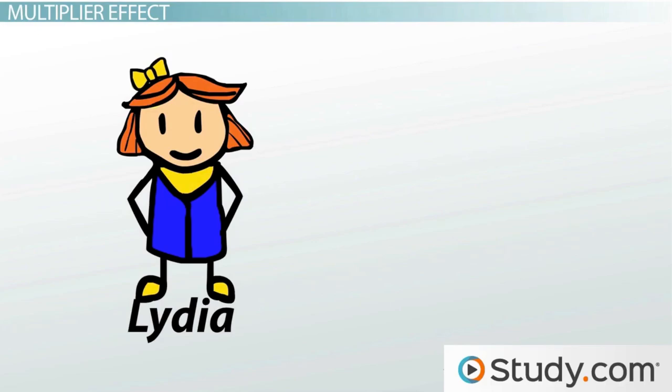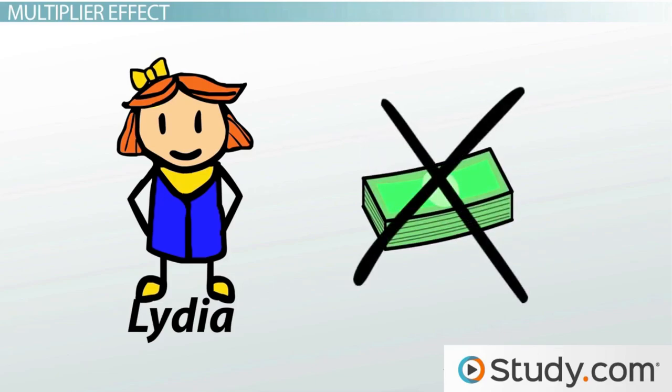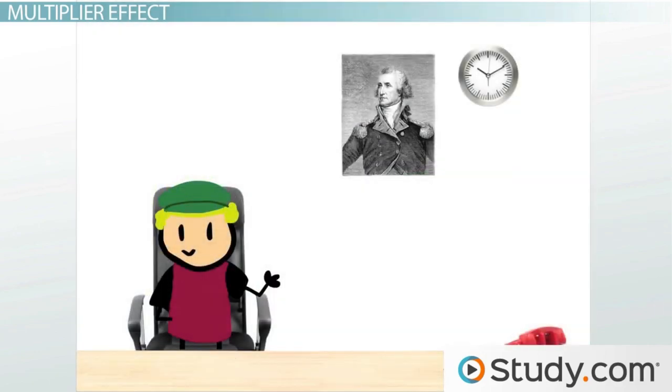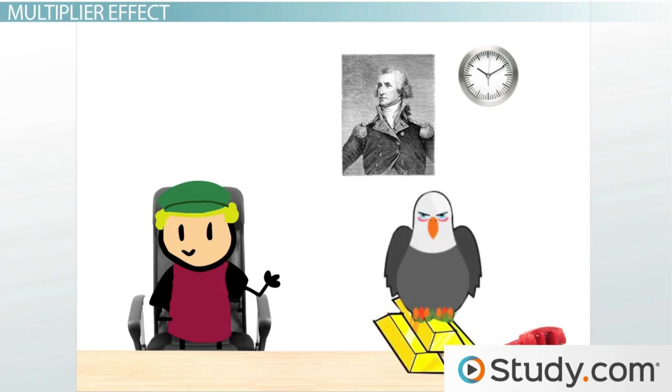Let's say that the economy is in recession, and consumers like Lydia have stopped spending money, so economic output has gone down. It just so happens that you're working in Congress. And let's say you have a really big desk and a corner office and a statue of an eagle with a bar of gold in its claws, mostly because it sounds really cool and I'd love to be staring at a bar of gold all day.